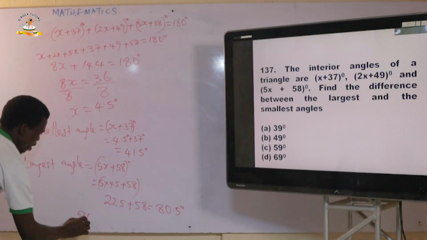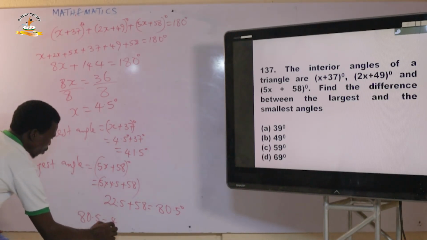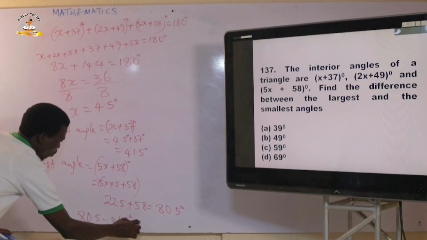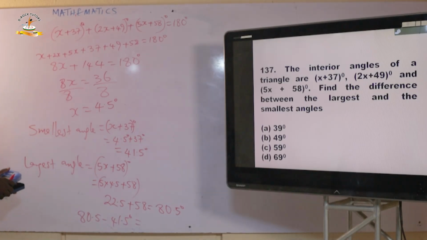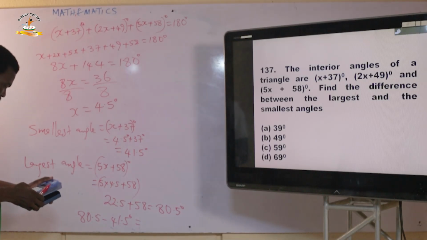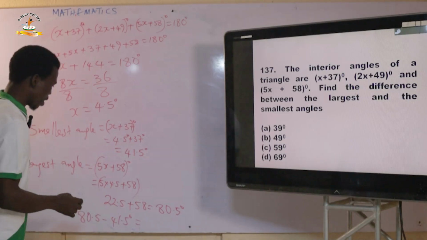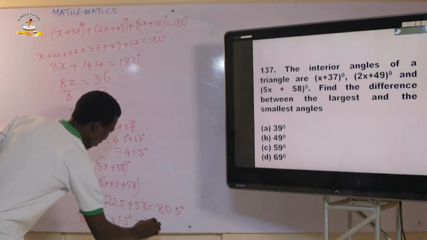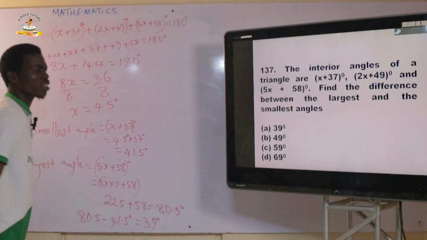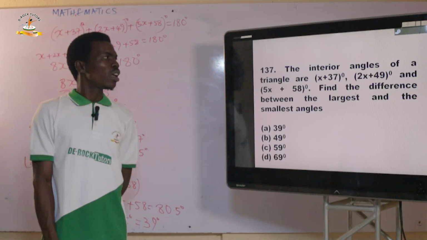So I simply say 80.5 minus 41.5. What is my answer? That should be 39. That should be 39, and this is simply 39 degrees. That is option A.